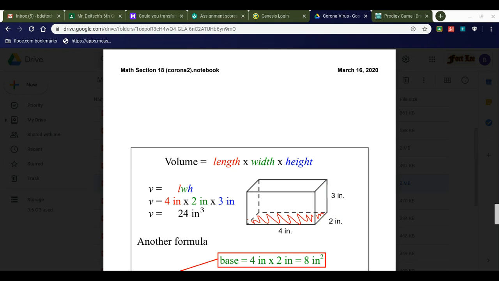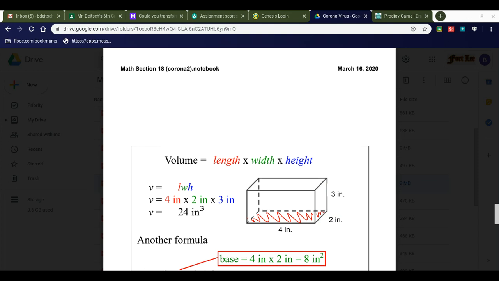So this applies to something that is not really part of the 6th grade curriculum, but eventually you can find the volume of other prisms, like triangular prisms, by finding the area of the triangle and multiplying it by the height. But for right now, I'm just going to be showing you both ways with rectangular prisms.